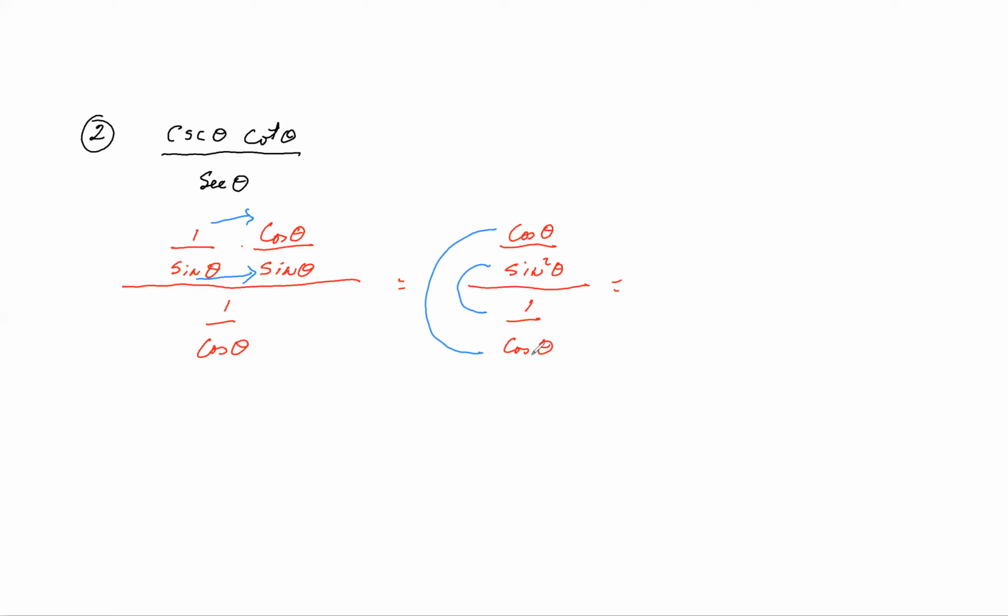Now we got cosine times cosine. And we got sine times 1. And cosine divided by sine is equal to cotangent. That will be our final answer. Please, if you got questions, let me know.